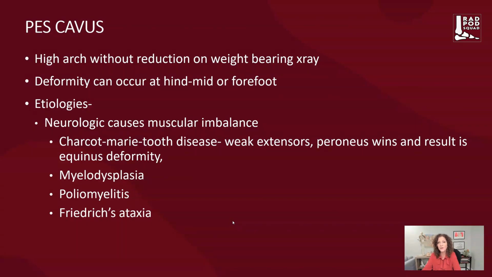We have a situation there of weak extensors. The peroneal tendons overpower that, and the result is equinus deformity. Of course, myelodysplasia, poliomyelitis, Friedreich's ataxia, different neurologic dysfunctional disorders associated with Pes Cavus.